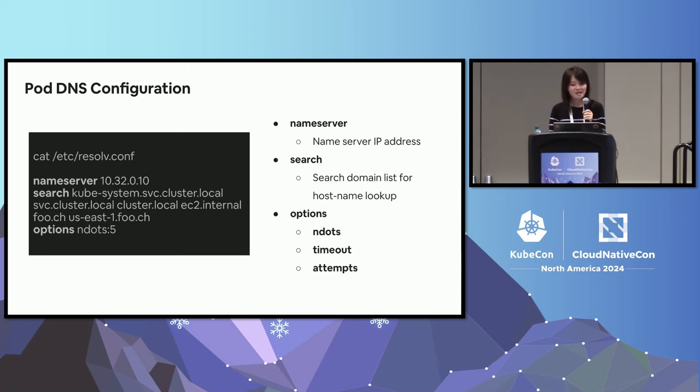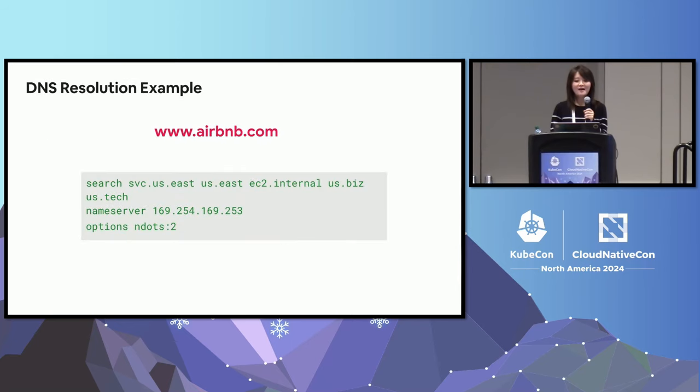This configuration might still seem confusing. Let's work through some examples. Here is a configuration, and let's resolve www.airbnb.com. There are two dots in this record, which meets the ndots threshold, so the query will be directly sent to the name server. And the DNS server used here is Route 53, which can respond with the result.